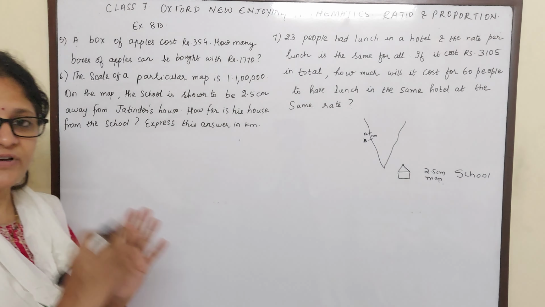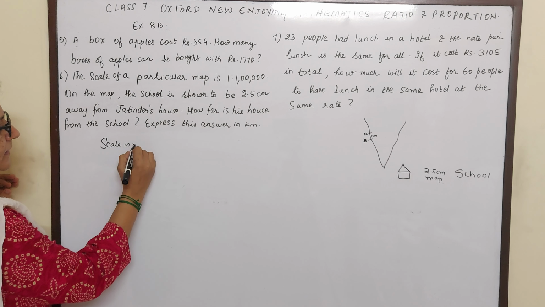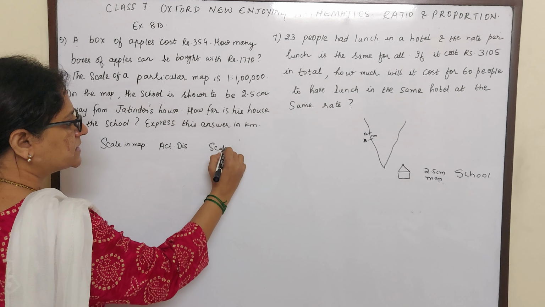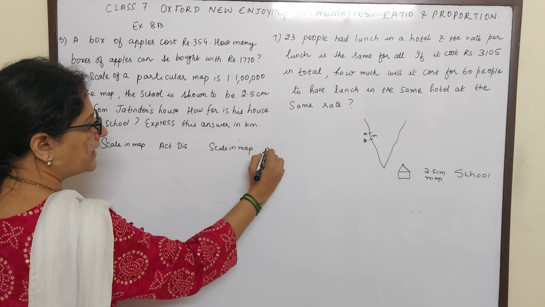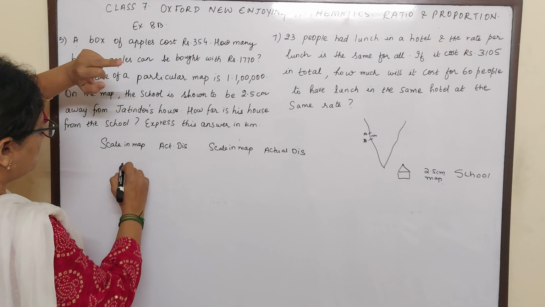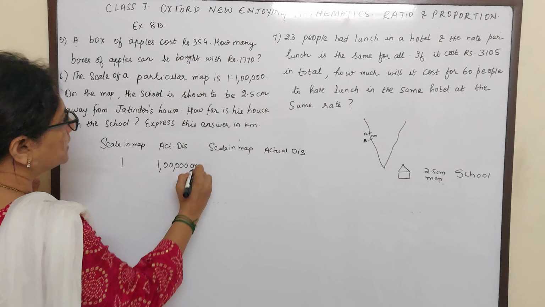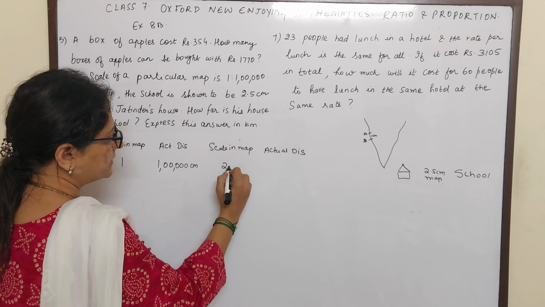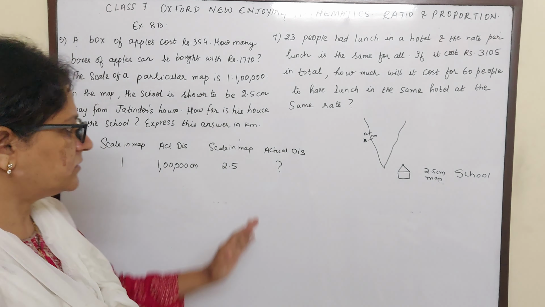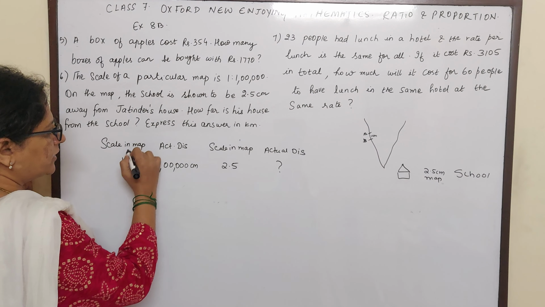Okay, so here also, the first step is to write the correct order, that is scale in map and actual distance. Again we will write the same order, scale in map and actual distance. So 1 centimeter in map is actually 1 lakh centimeter. So if it is 2.5 centimeter in map, then what is the actual distance between Jatinder's house and school? So we have found the first step. Now let us do the next step. Now this is the product of extremes.